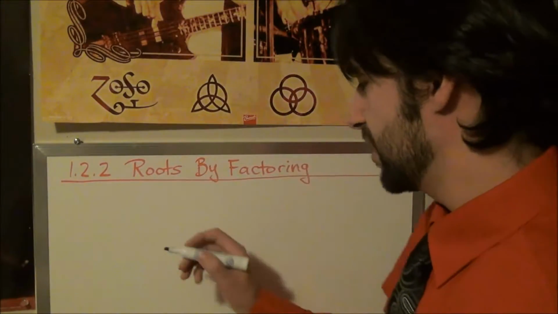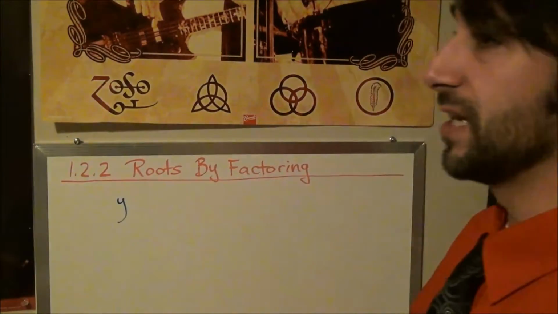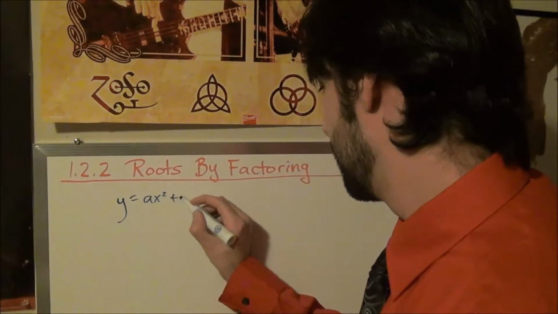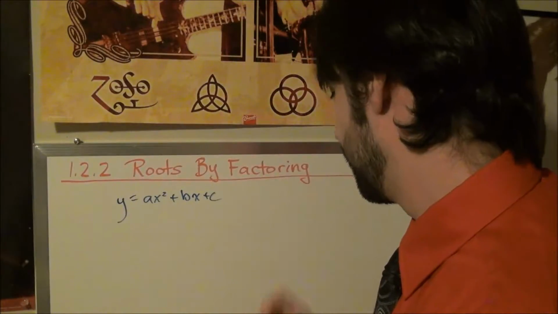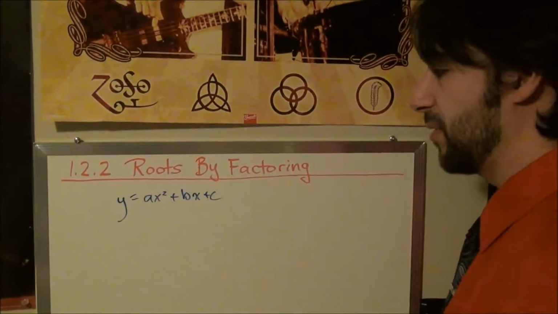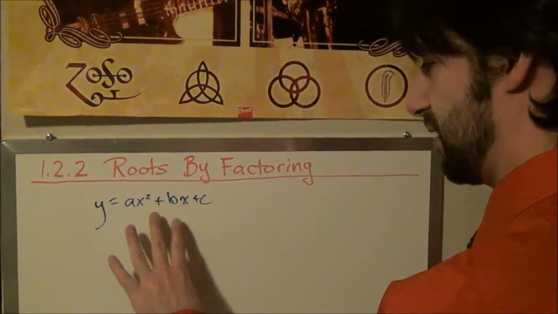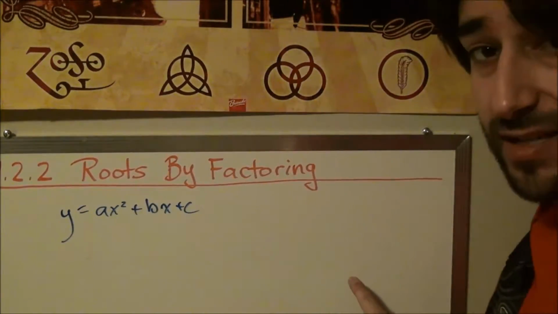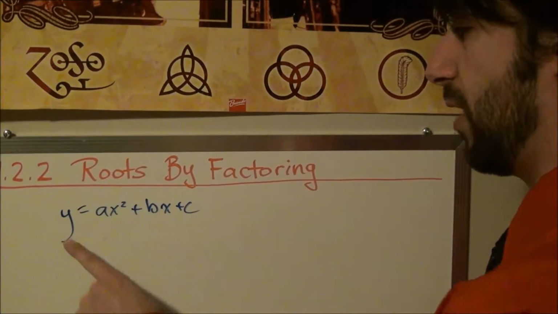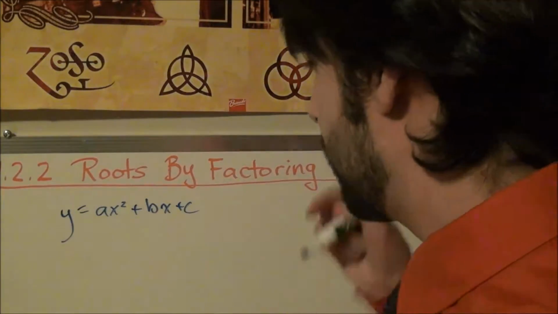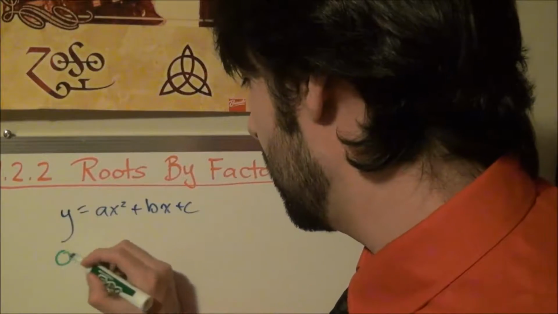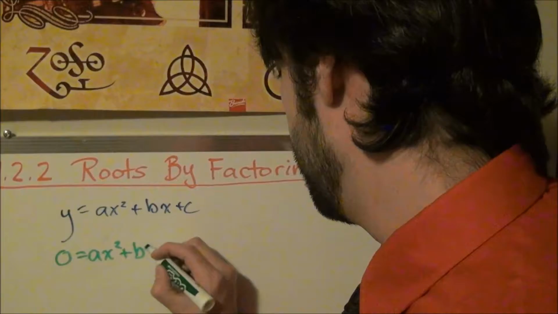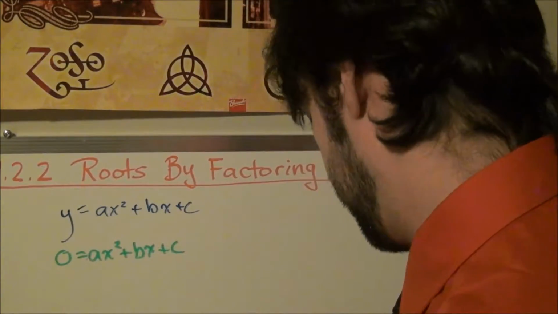So we're going to start by writing the general form of the quadratic function that you've seen 10.5 million times by now. And we're going to remember that in order to find a root of this function, we require the point to be along the x-axis, which means that y has to equal 0. So the equation that we're going to solve is 0 is equal to ax squared plus bx plus c.